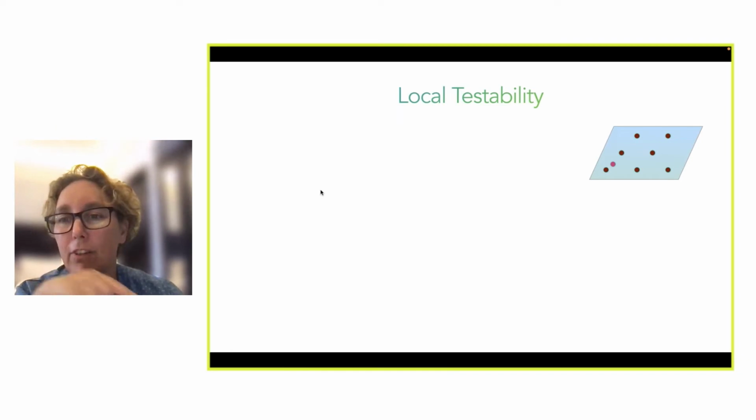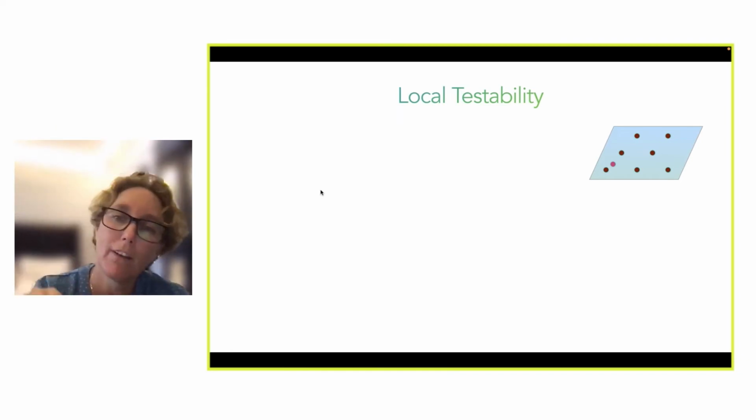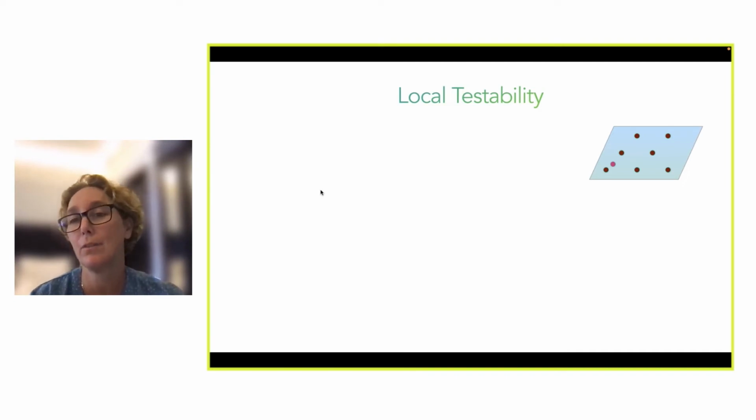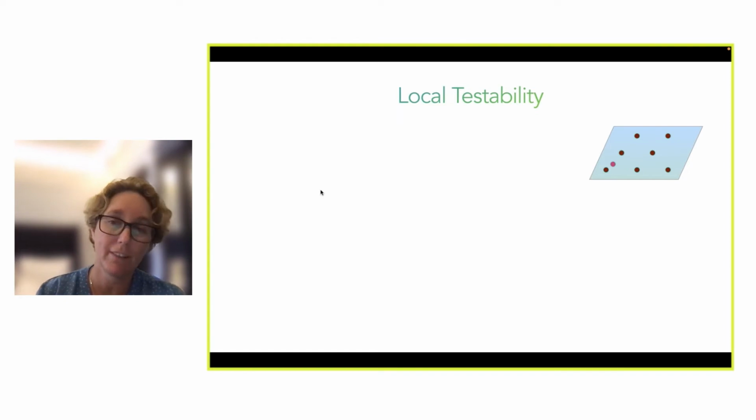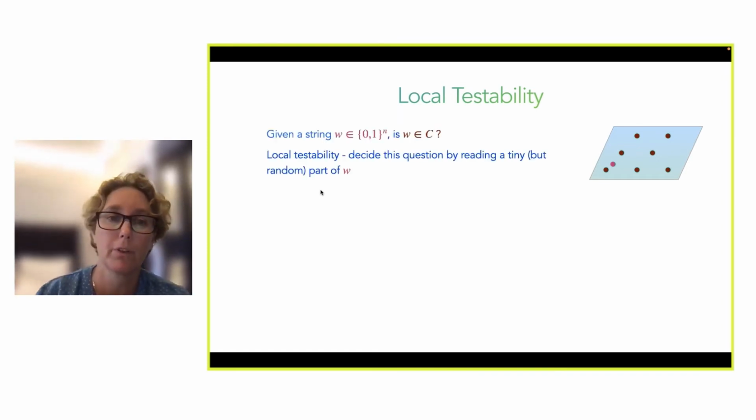These are the code words, these dots in brown, and there is some dot that is close to a brown point, and this is the received word. So suppose you get an n-bit string, and you are told it's in the code, but some errors happen, so it's not actually in the code. It's a little bit far away. And you need to check if it's close to the code or not close. Maybe you need to find the closest code word. Okay, so the basic question is this: given some string, is it in the code?